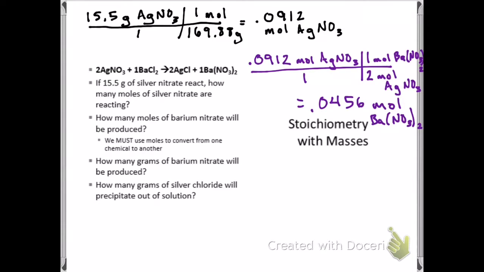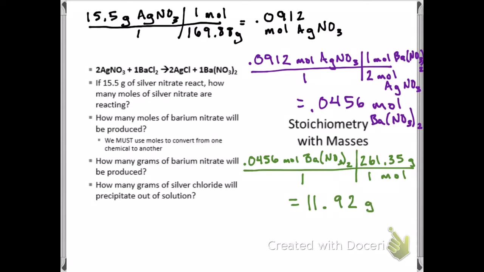You'll see also that our units cancel, and we're left with moles of barium nitrate. On to the next piece. In the green here, you're seeing 0.0456 moles of barium nitrate, and we're now going to grams of barium nitrate. This is the last step in most of these problems.